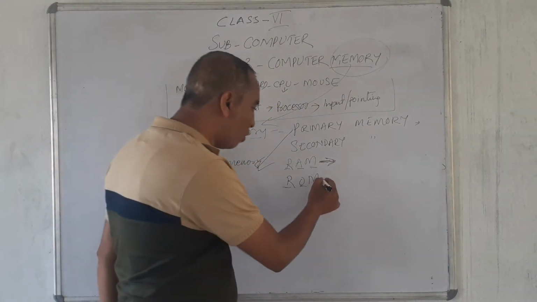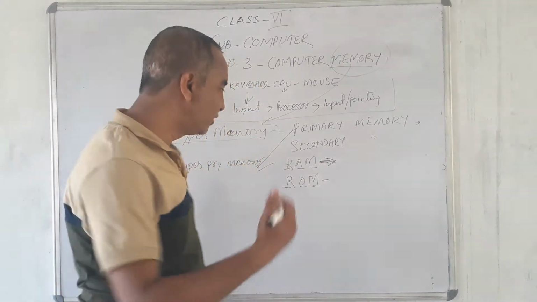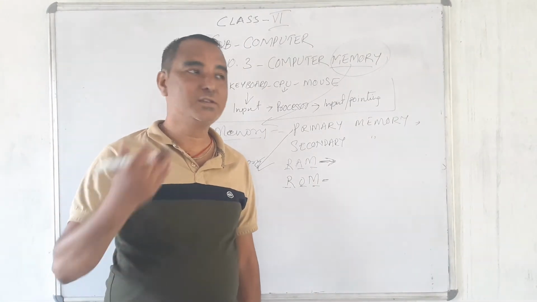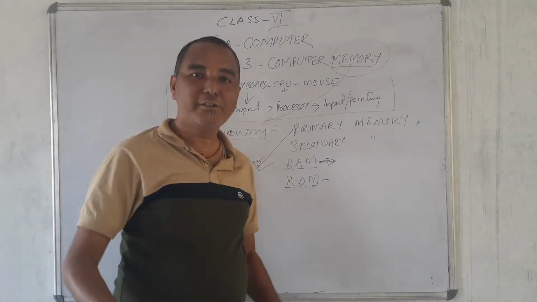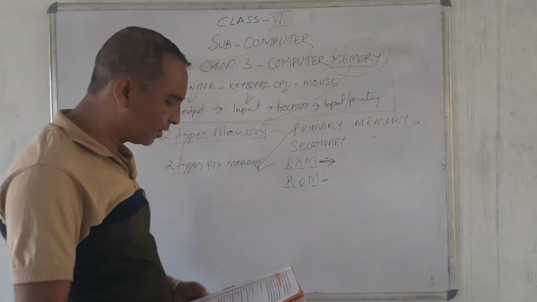Now next, ROM. Whatever work we do, when we save, it goes here. It means permanent. It will sit here as a permanent memory, so we can use it in the future. Clear? Now, next thing.